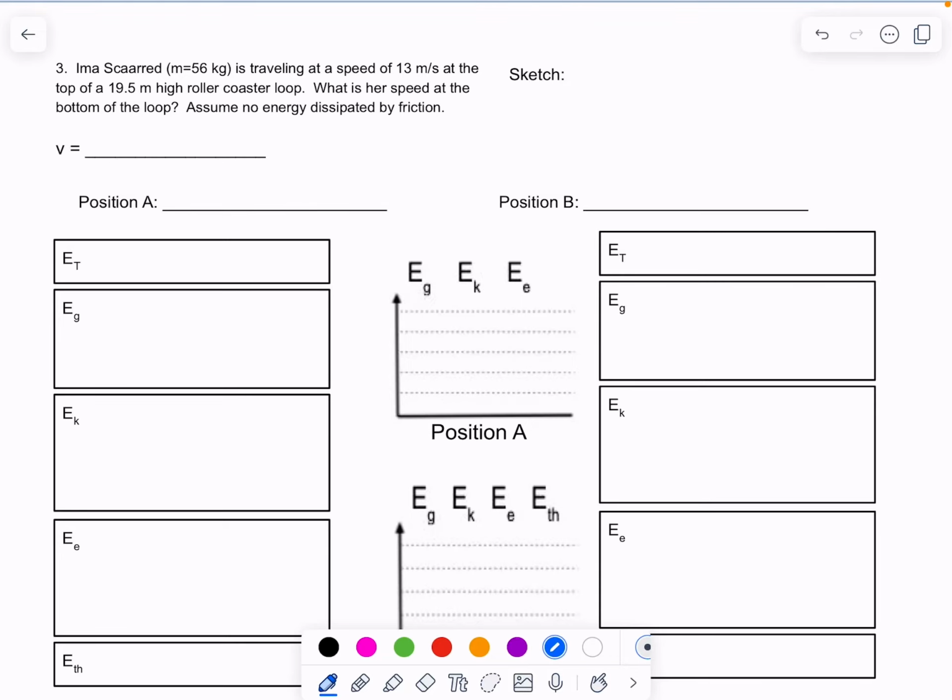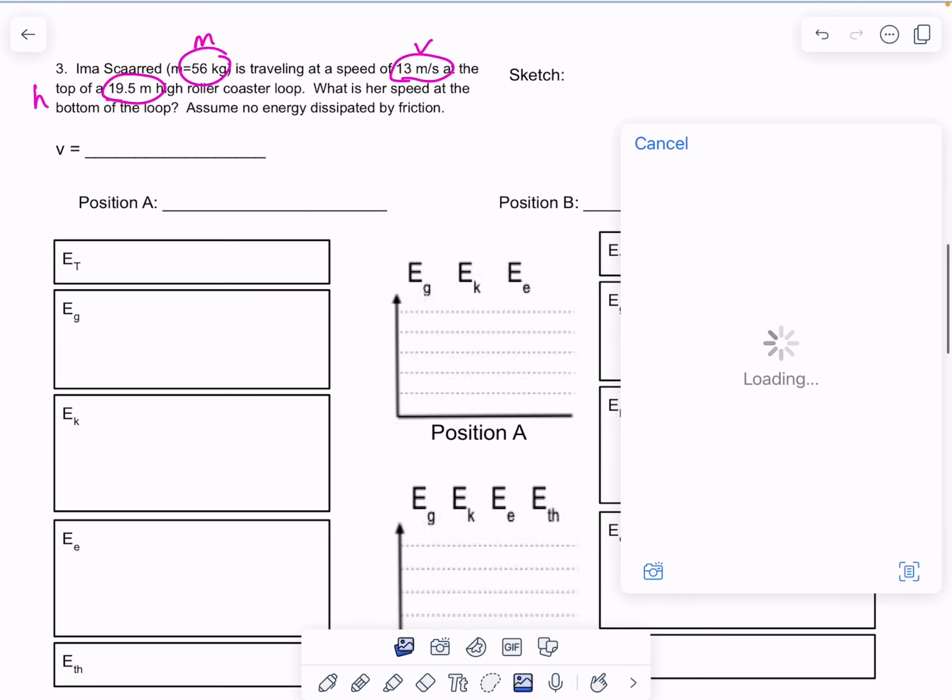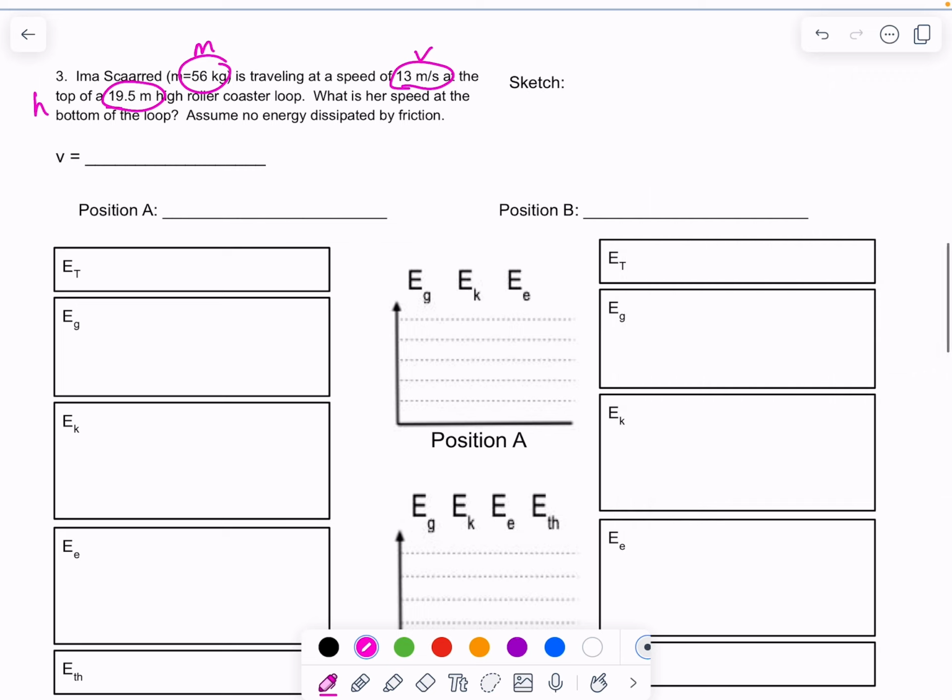Her mass is 56 kilograms, and she is traveling with a speed of 13 meters per second, that's her V, at the top of a 19.5 meter high loop. What is her speed at the bottom of the loop? Assume no energy is dissipated by friction.